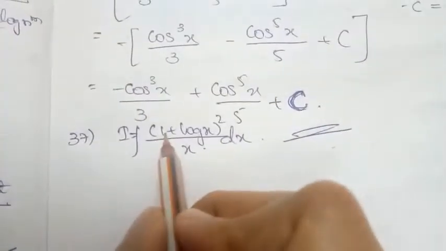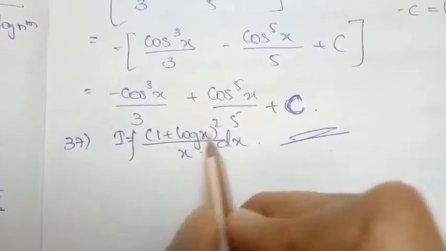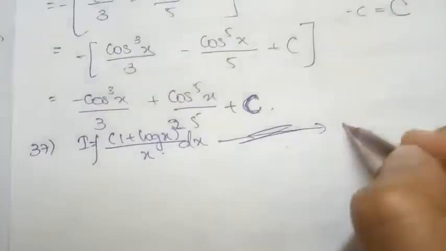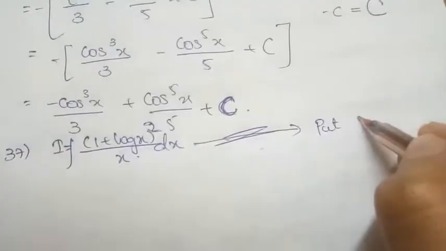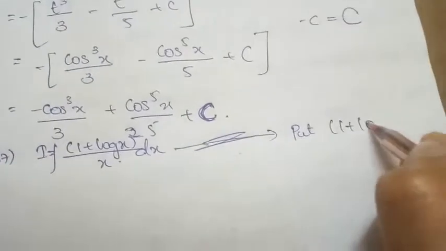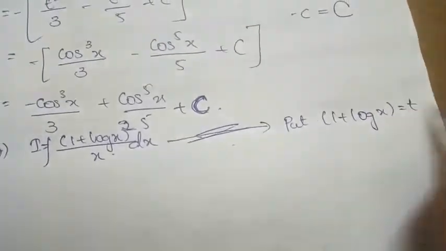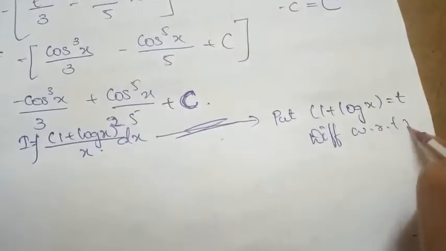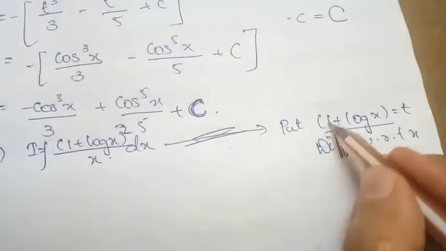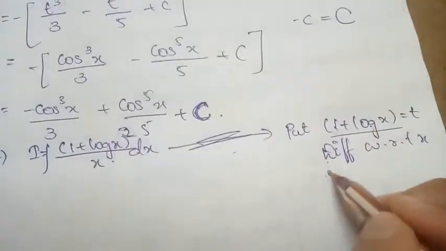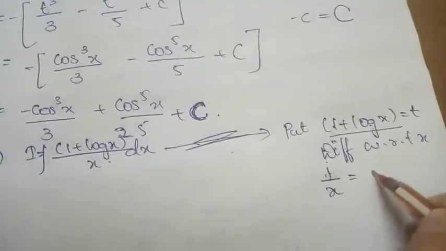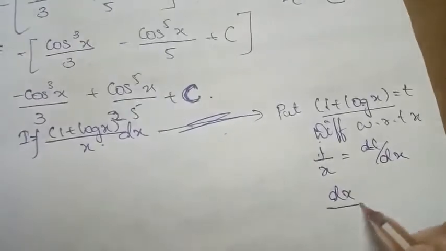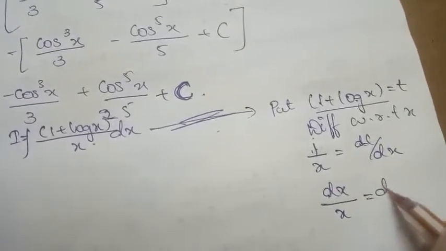The next question is to find the integral of 1 plus log x whole square divided by x dx. By looking at the question itself, we can do the substitution here. I am going to take 1 plus log x equal to t. Then I am differentiating this with respect to x. The differentiation of 1 with respect to x is 0. The differentiation of log x is 1 by x, and t with respect to x is dt by dx. If I bring that dx to the left-hand side, it becomes dx by x equal to dt.